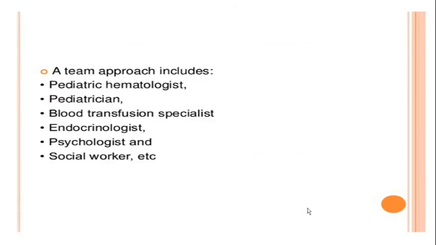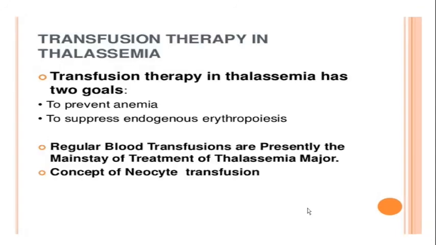So basically, while managing a case of thalassemia, you need a multidisciplinary approach: pediatrician, hematologist, blood transfusion specialist, endocrinologist, psychologists and social workers. All of their effort has to be collaborated. But the transfusion therapy in thalassemia is basically to prevent the anemia and to suppress endogenous erythropoiesis. And regular blood transfusions are presently the mainstay of treatment.